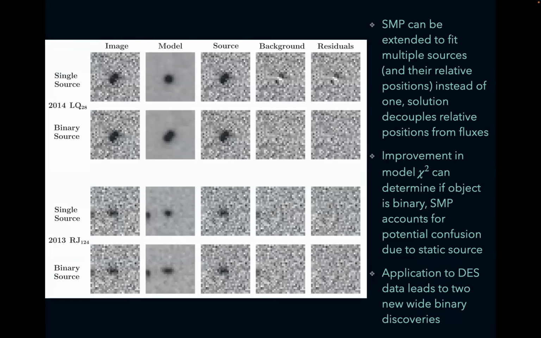And you can extend this idea to fit binaries. I was telling you earlier, there are basically only 9 binaries that you can resolve with something like DECam. Well, with this technique, we found 2 more. The idea here is that you can see along all the images of this object if there is a noticeable improvement in your chi-squared fit from having 2 point sources instead of 1. If that is the case, hey, we have a binary, we can do follow-up and analysis.